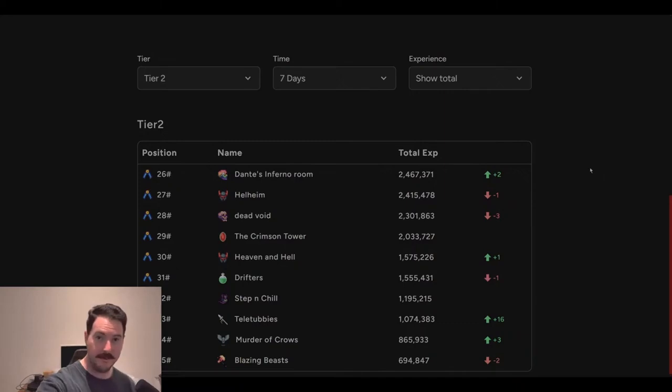16 positions forward. Where did they go? Where did they go in the last 2 weeks? How did they get so far where they pushed 16 positions forward? That does not make any sense whatsoever. That is insane. Murder of Crows all the way down here at 34. Oh, rest in peace, Corvoid. That's not going to end well for you.